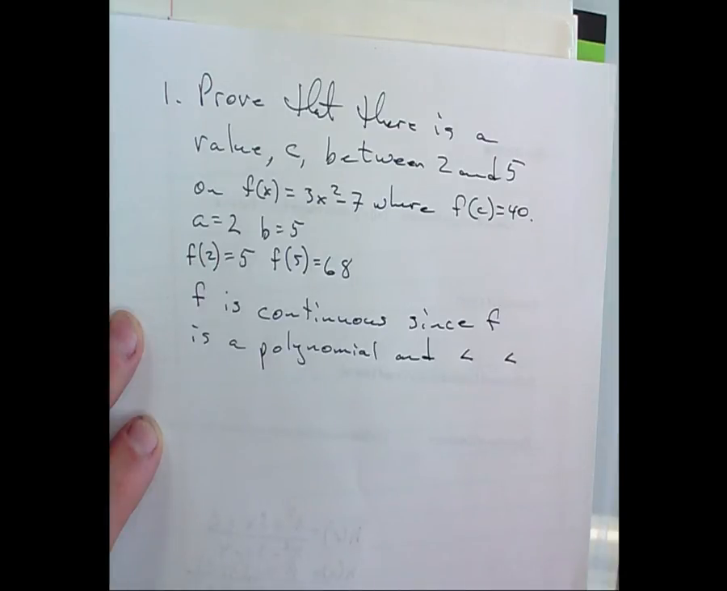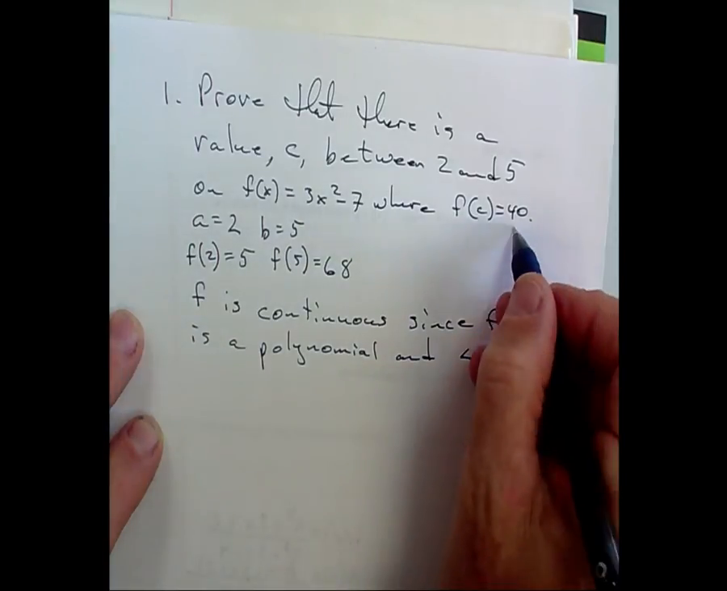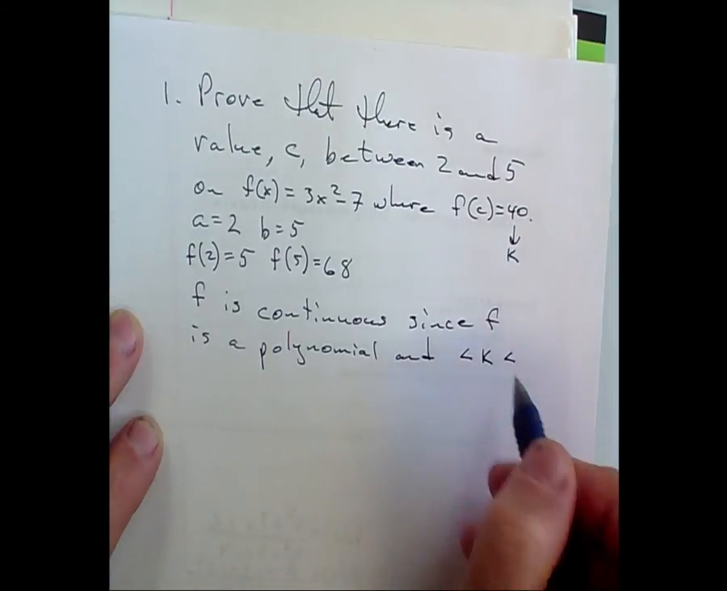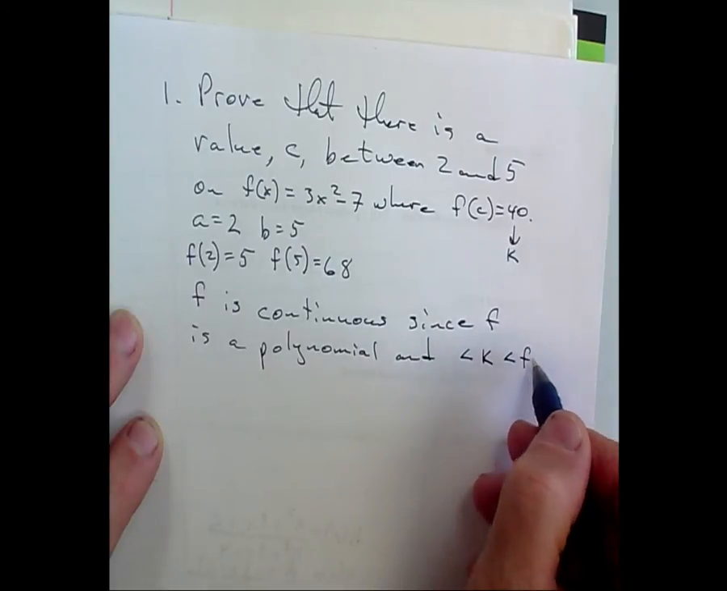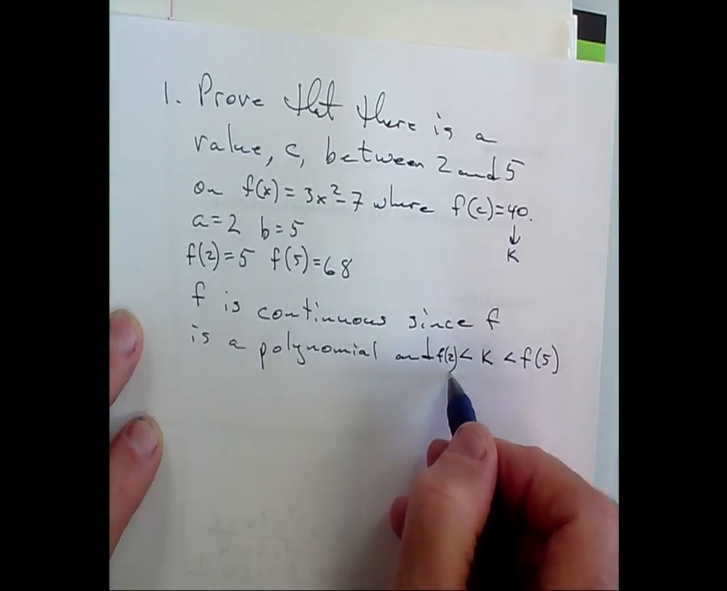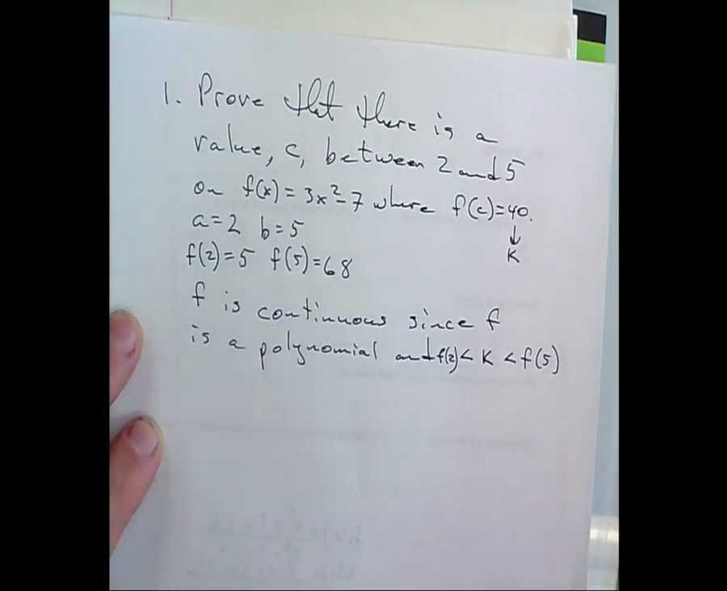Well, what is my K here? I guess I didn't identify what my K was. This is K, correct? And I want K to be between what 2 numbers? 5 and 68. And so 68 is f of 5, and 5 is f of 2, correct? Would everybody agree?